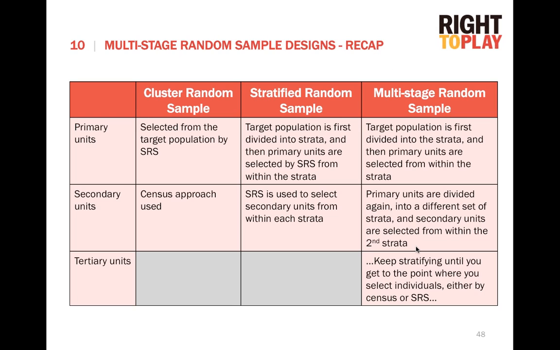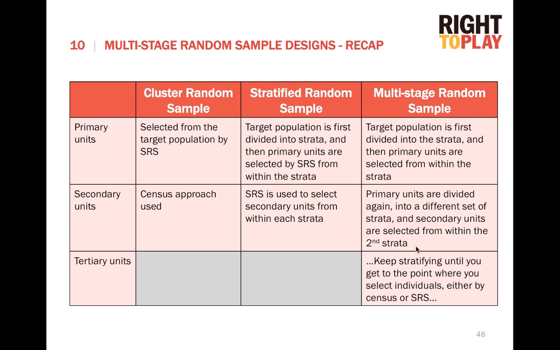So just to recap, here's a bit of a summary of the 3 different methods that we've talked about and the similarities and the differences. So as you can see, the cluster random sample is the simplest, where you use a simple random sample to select your primary units from the target population, and then you go to every single one of the secondary units within the primary unit. The stratified random sample is just a little bit more complicated because you first divide your target population into strata based on characteristics of interest. And then your primary units are selected using a simple random sample from within that strata. And then your secondary units are selected using a simple random sample from within each of the strata that you've identified.